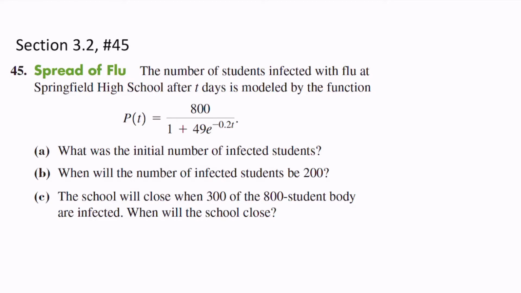So it says, okay, what was the initial number of infected students? Well, when they say initial number for something, that means the amount of time that has passed is actually zero, no time. It's at the beginning. So if we let t equal 0, we're going to evaluate p of t, which turns out to be 800 over 1 plus 49 times e to the 0, so it's going to be 800 over 50, which is 80 over 5, which I believe is 16.